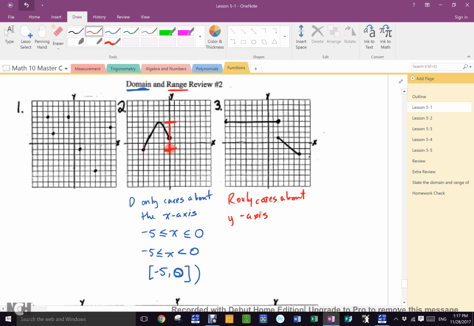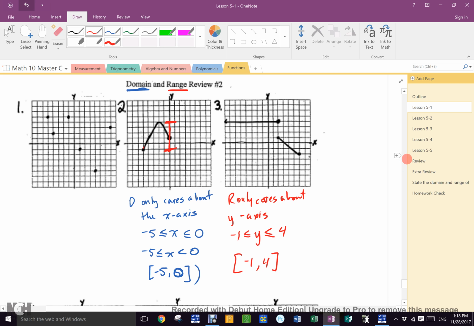The lowest y value, -1, less than or equal to y, less than or equal to 1, 2, 3, 4. How else can I write it? -1, 4 with square brackets, because both are included. Do you understand?